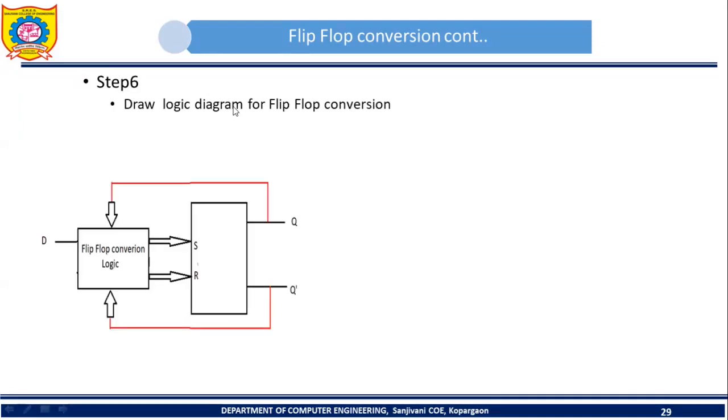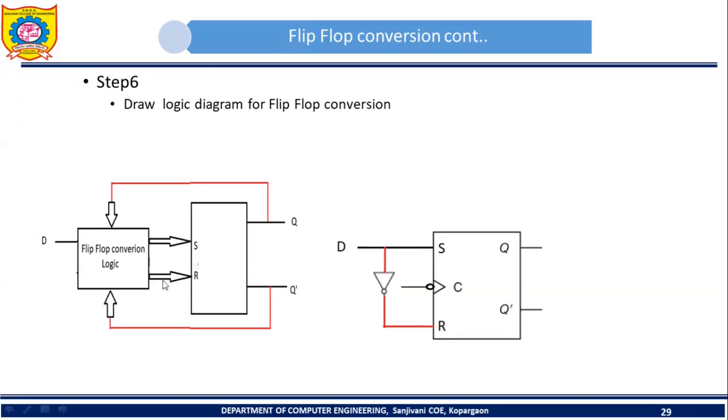So in step number 6 you have to draw the logic diagram for flip-flop conversion. This was our original block diagram. Now we will replace this particular flip-flop conversion logic with the expression that we got in the previous step. That expression was S is equal to D, so D is directly given as input to S, and R is equal to D prime, so D is given as input to a NOT gate, and the output of this NOT gate, that is D prime, is applied to R. Now this combined circuit, that is the SR flip-flop along with this NOT gate, is going to act as a D flip-flop.